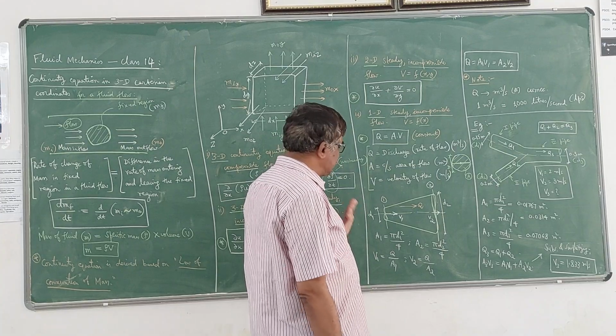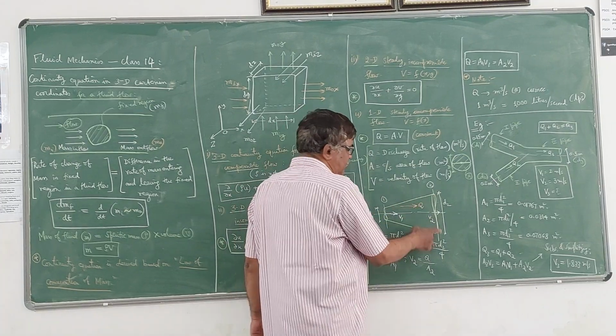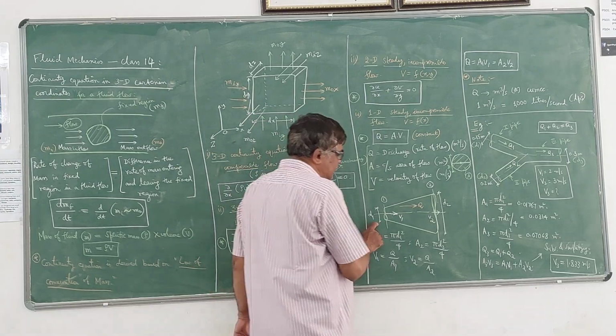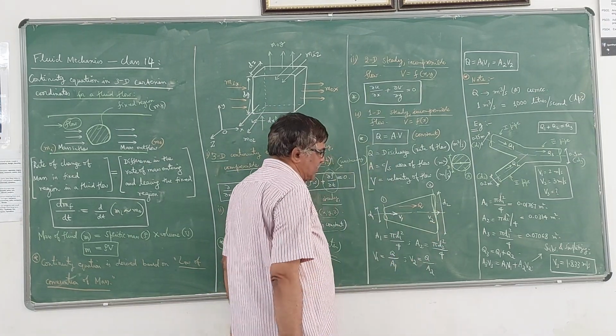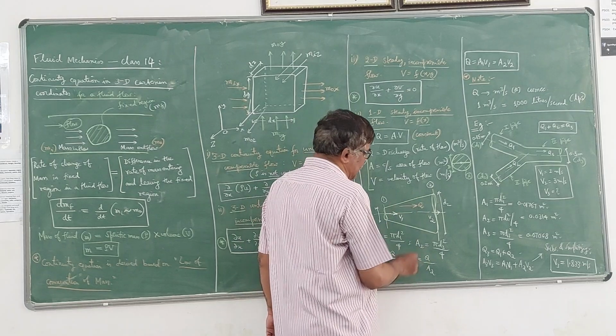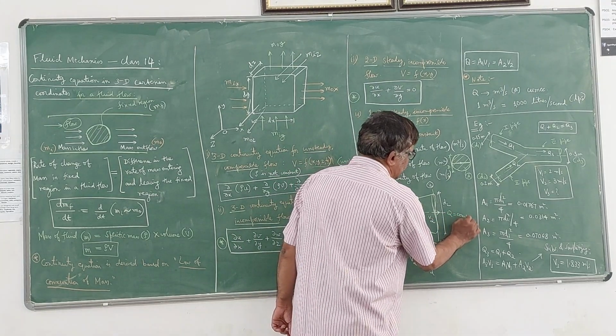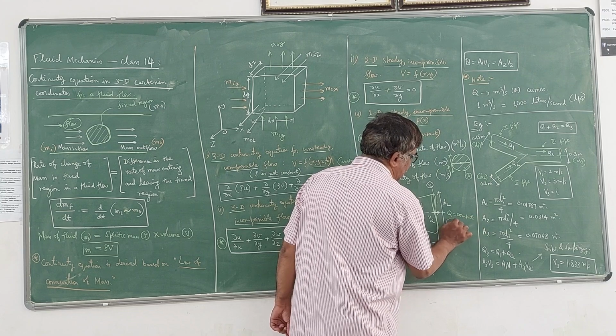Now I will take an example like this. It's a tapering pipe which I have explained in the last lecture, with diameters d1 and d2 at the two ends. Here Q is constant, so please note that Q is constant here. Q constant means it is a case of a steady flow.